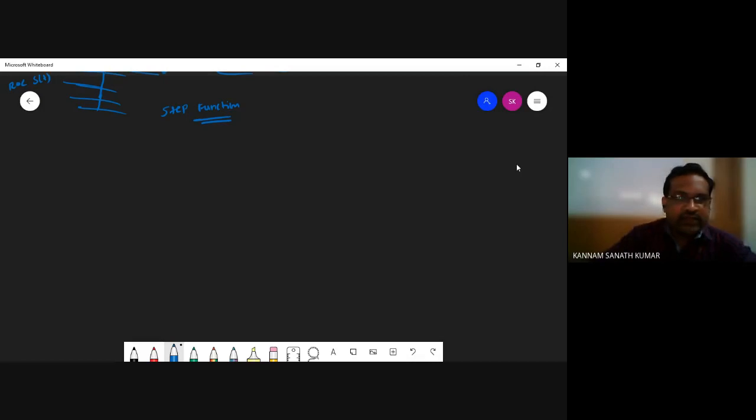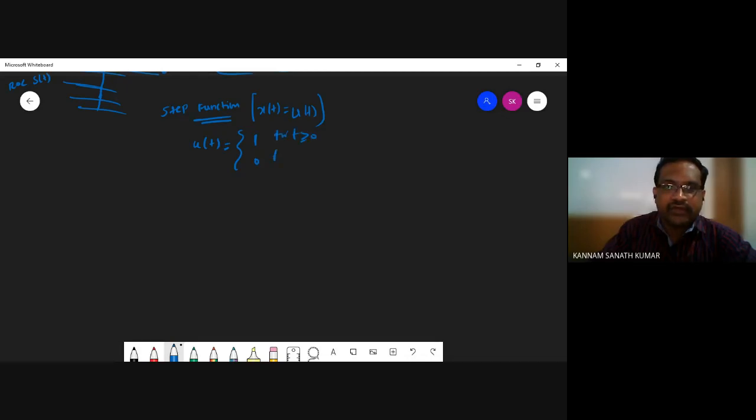So next we'll see the basic function, that is the step function. How will you define the step function? x of t equal to u of t. So how will we define this step function? u of t equal to 1 for t greater than or equal to 0, and 0 for t less than 0. Okay, this is nothing but the definition of the unit step function.